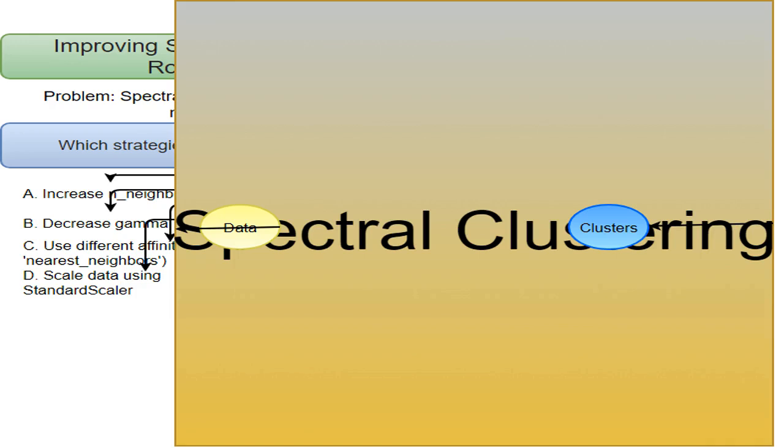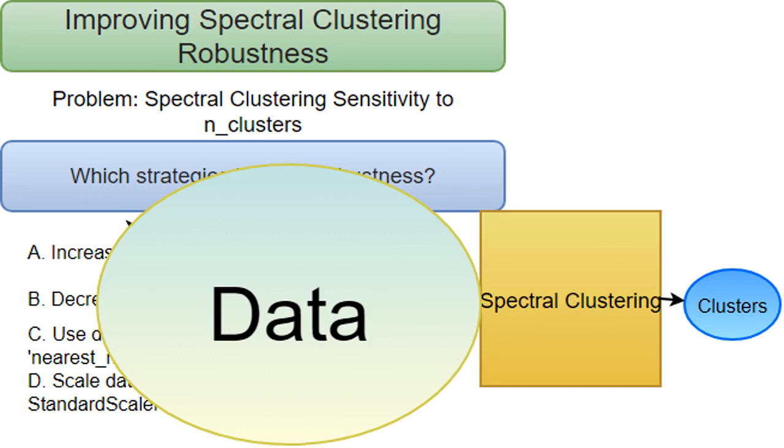It's a powerful method, but as we've seen, it has a sensitivity issue with the number of clusters you specify. This is the information we are working with. The data points are what we're trying to group into clusters using the SpectralClustering algorithm. The quality of the clustering depends on how well the algorithm interprets the relationships within this data.